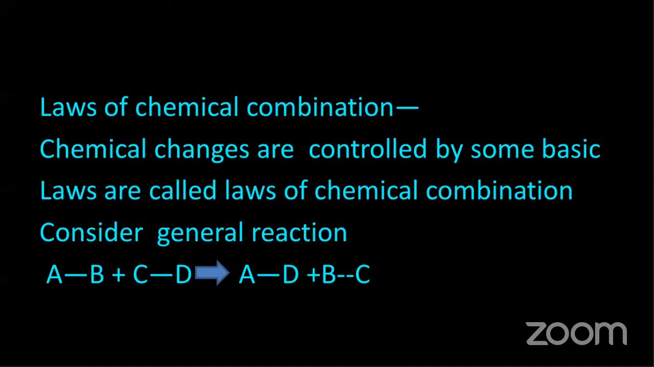What kind of changes? Physical change as well as chemical change. I told you the matter doesn't remain as it is. It keeps on changing. So the matter undergoes two kinds of change. One is physical change, other is chemical change. Now chemical changes, basically they are controlled by some basic laws, and those laws are called laws of chemical combination.